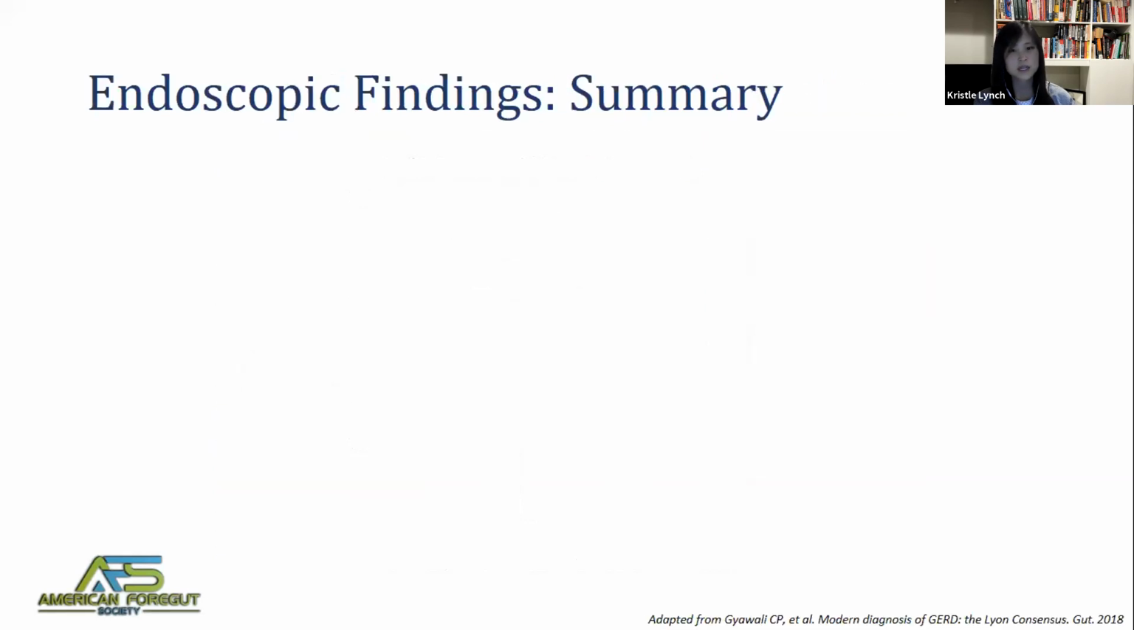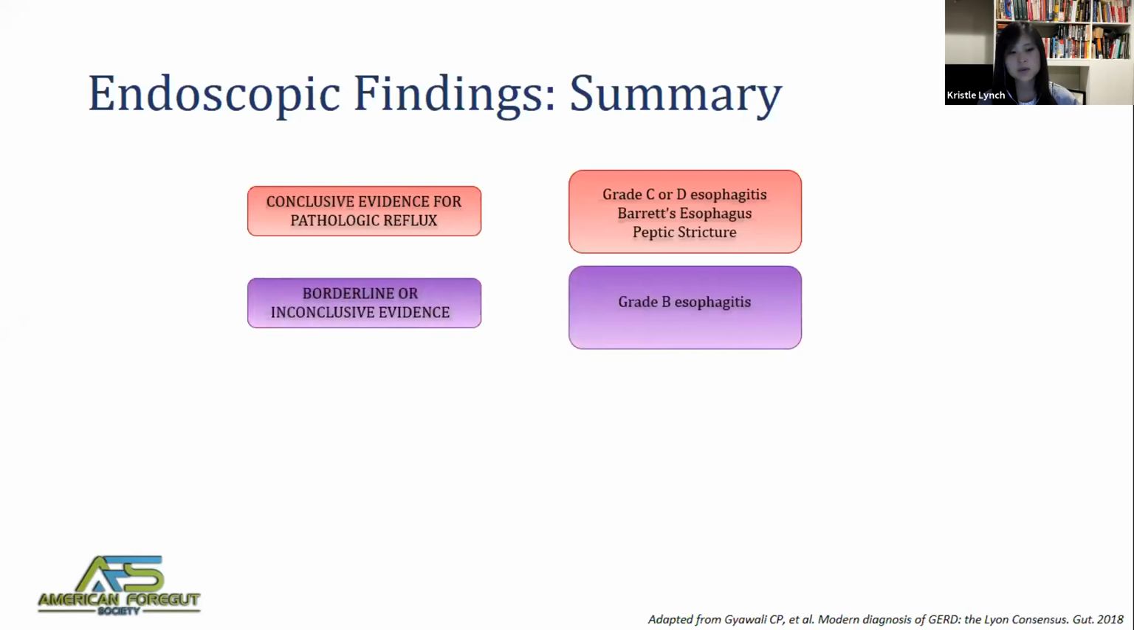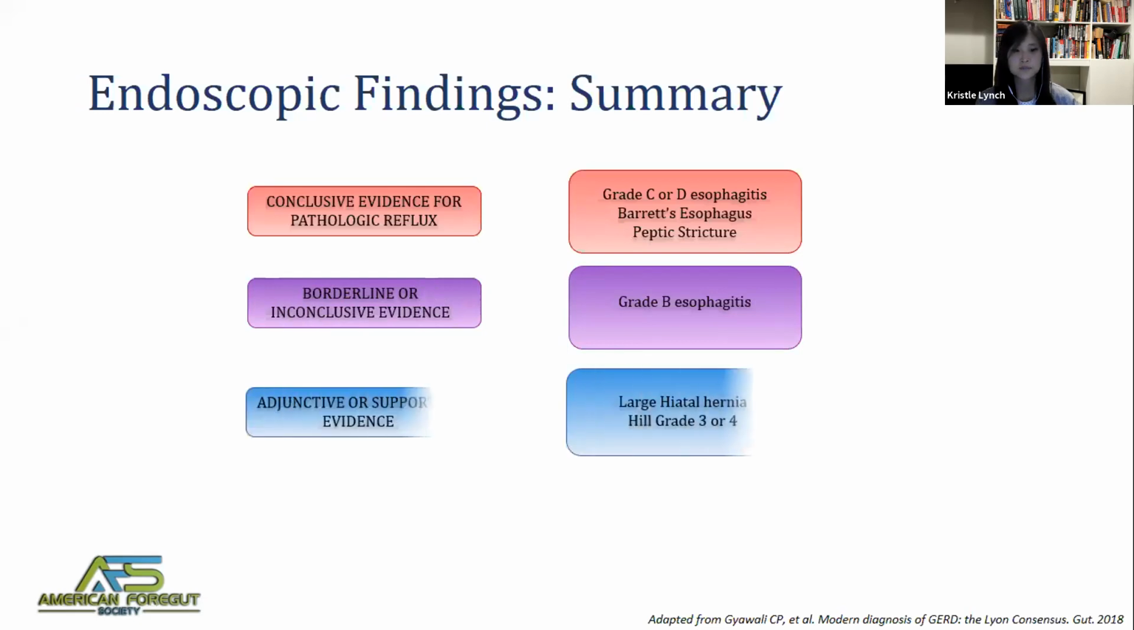So in summary for endoscopic findings, I would say that we have conclusive evidence for pathologic reflux in 4 situations: grade C esophagitis, grade D esophagitis, Barrett's esophagus, and peptic strictures. For borderline or inconclusive evidence, I would put grade B esophagitis there. And for supportive evidence, I would say a large hiatal hernia or patients with grade 3 or grade 4 Hill flaps.